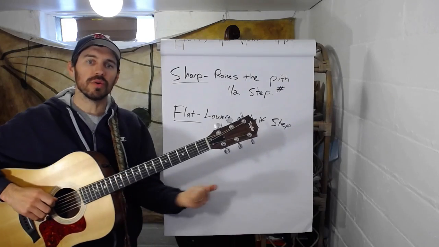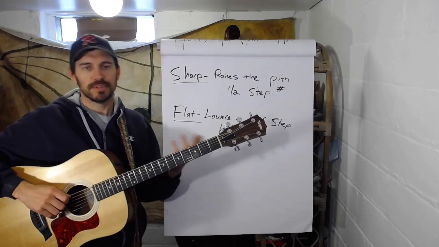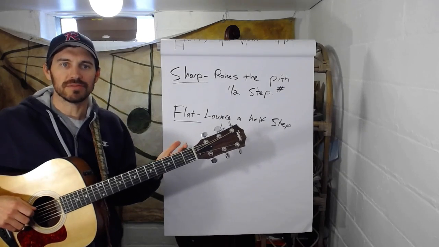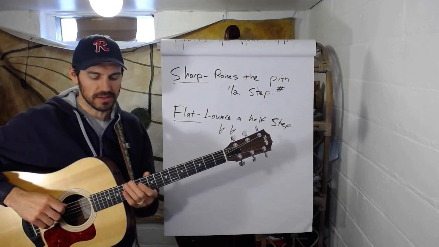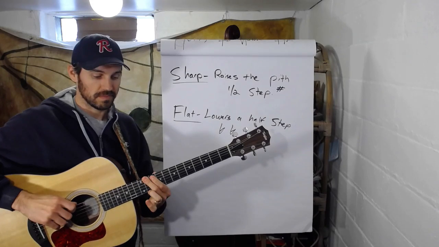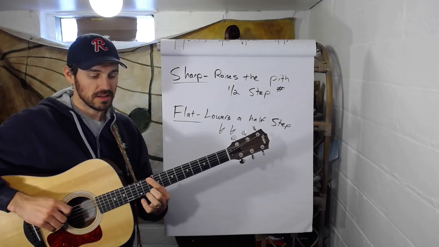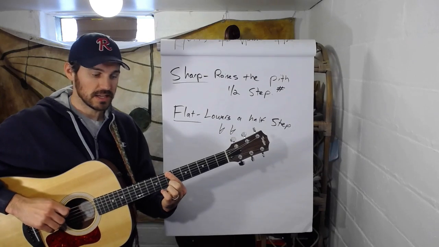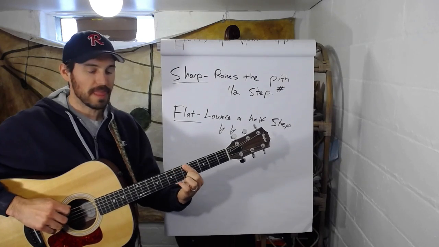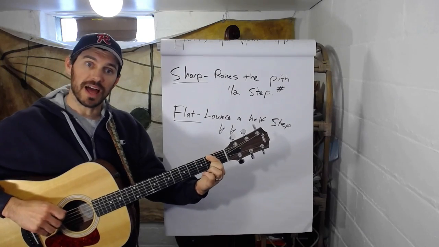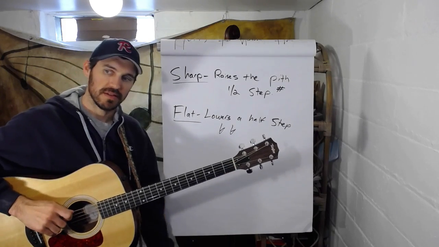Okay, now what about going down? Now we'll be lowering the pitches, flattening them all a half step, going down chromatically. So E, now E flat, D, D flat, C, B, B flat, A flat, G, G flat, F, E.